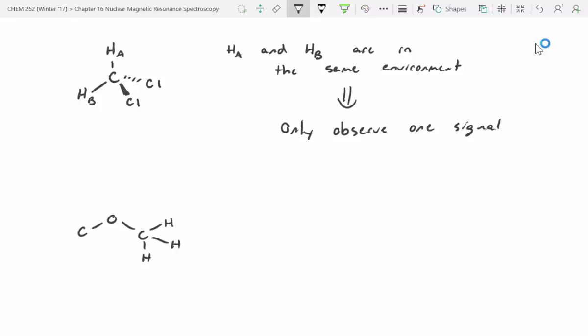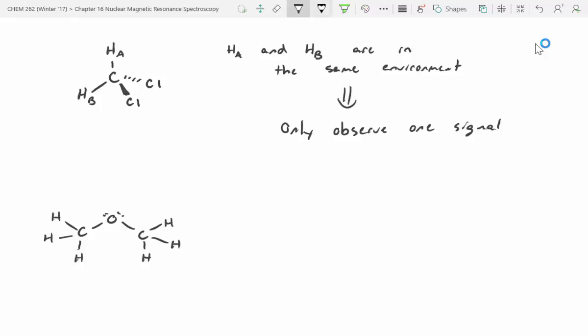So we'll do dimethyl ether. We've got two CH3 groups coming off. How many protons do we have that are in their unique chemical environment? So how many unique sets of protons do we have?